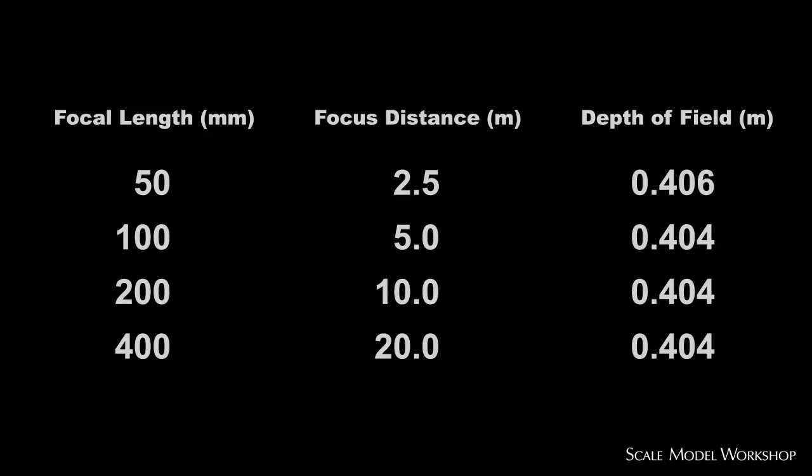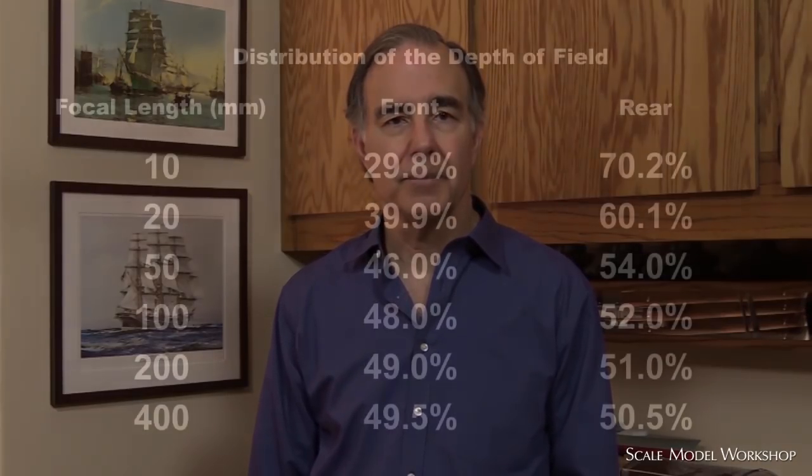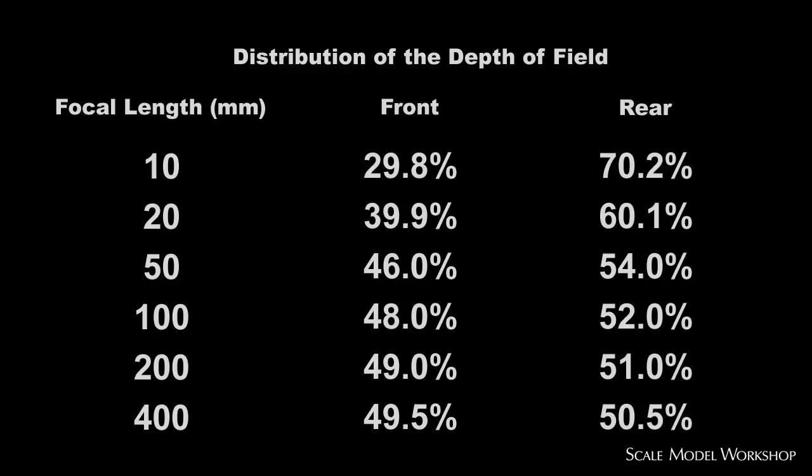Looking at this chart, you can see that if the focus distance changes along with the focal length of the lens, then there's no change in the depth of field. In other words, if the size of the subject is kept constant, the depth of field stays basically the same with any focal length lens. What does change is the distribution of the depth of field. You can see from this chart that the depth of field is more gradual behind the focal plane in a wide-angle lens.